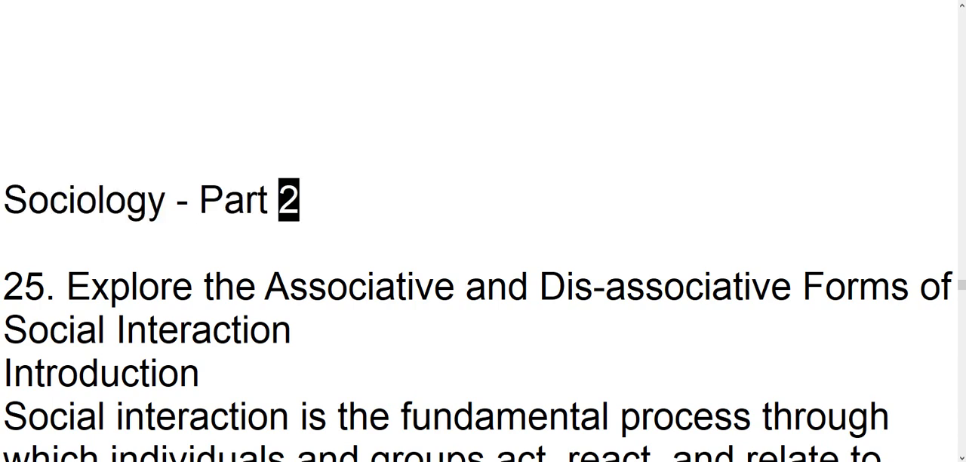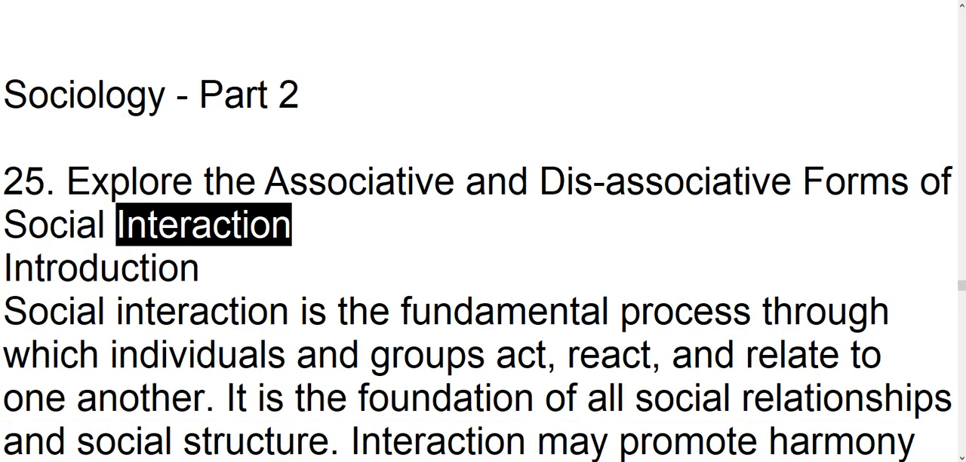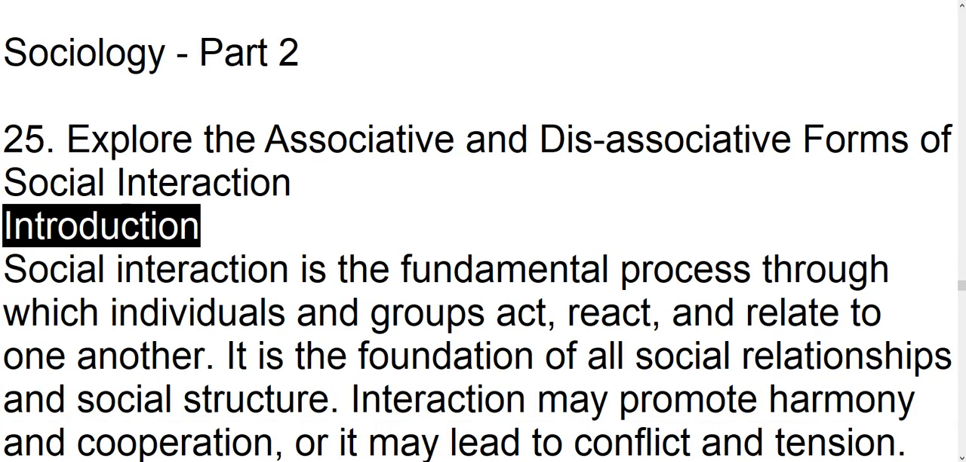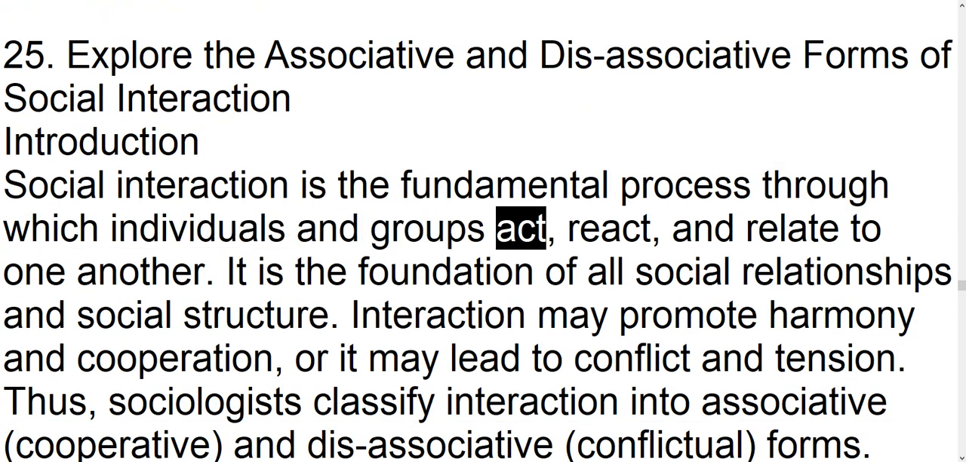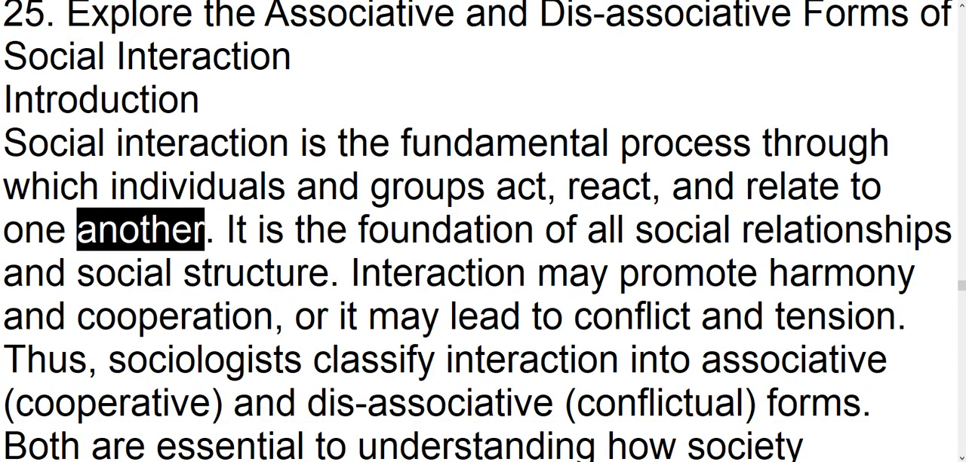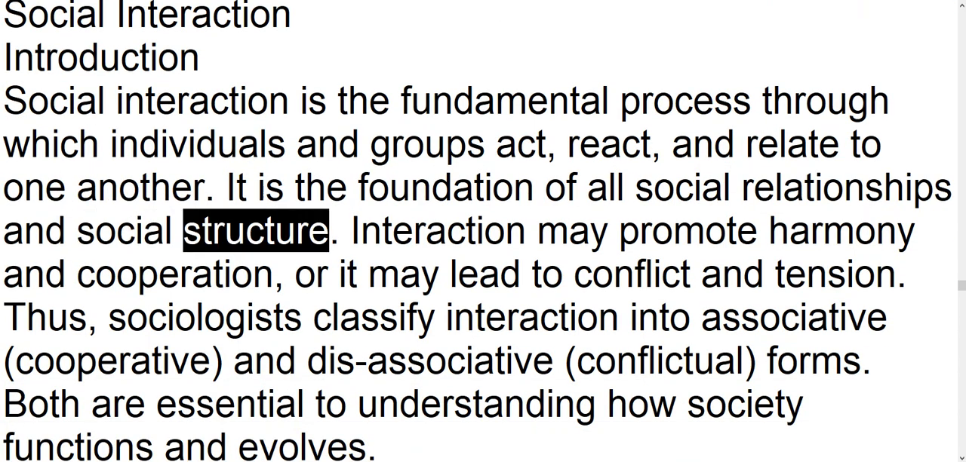Sociology, Part 2. 25. Explore the associative and dissociative forms of social interaction. Introduction. Social interaction is the fundamental process through which individuals and groups act, react, and relate to one another. It is the foundation of all social relationships and social structure.